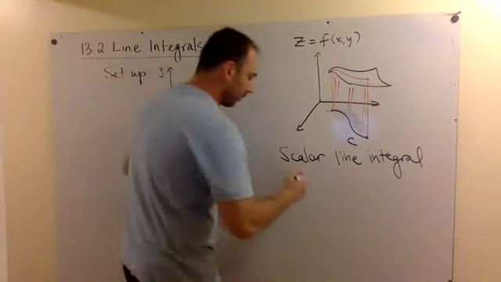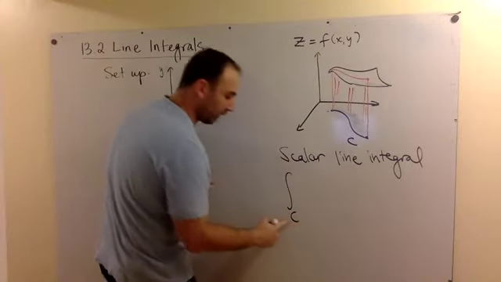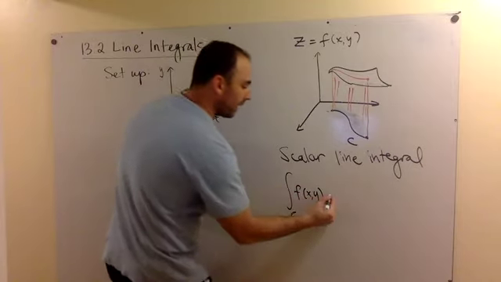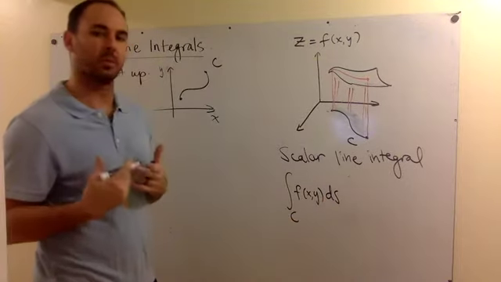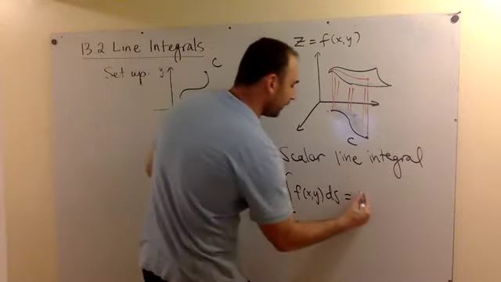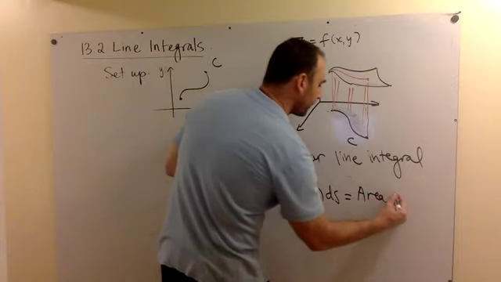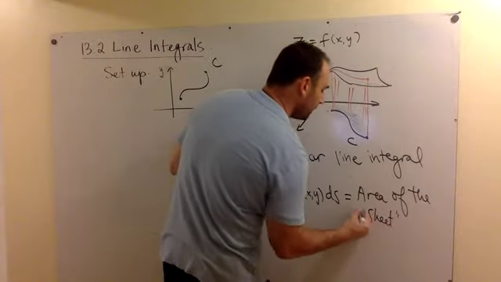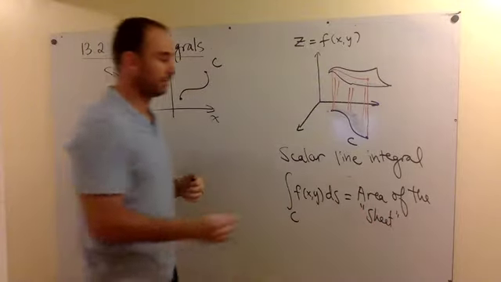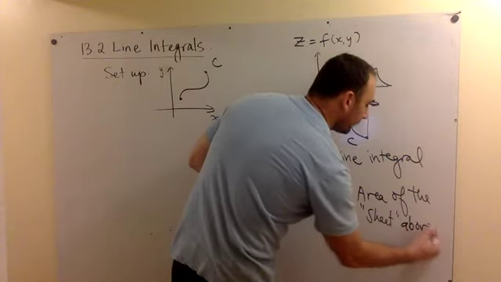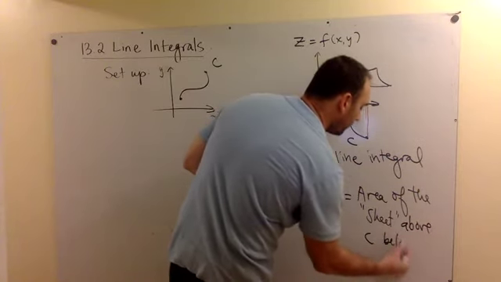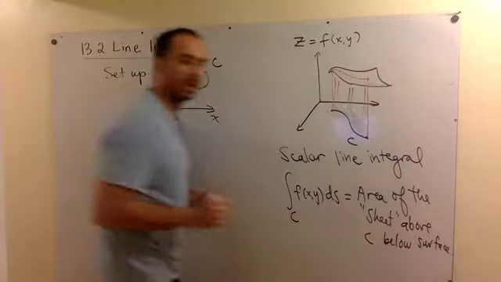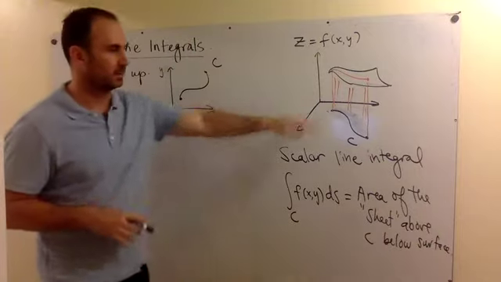The scalar line integral is what we're going to call the line integral over the curve C of the function f of xy, and then this ds, the s is what we call with respect to arc length. It is the area of the sheet, is what I call it, above the curve C and below the surface that f graphs out. Okay, so that's what it is.